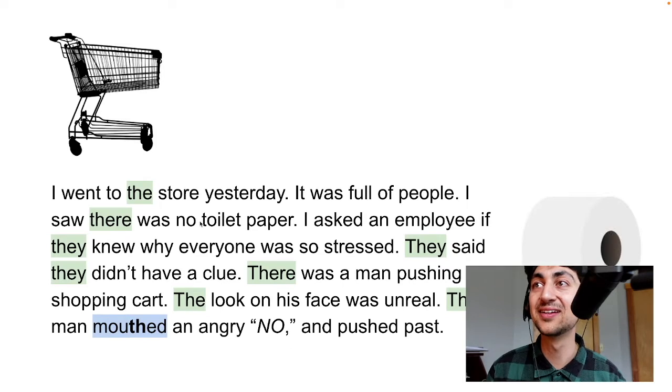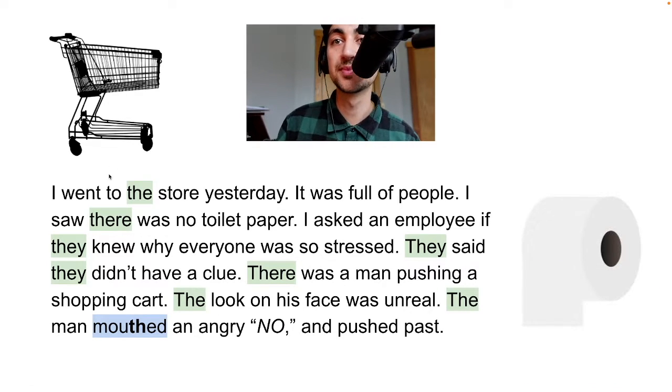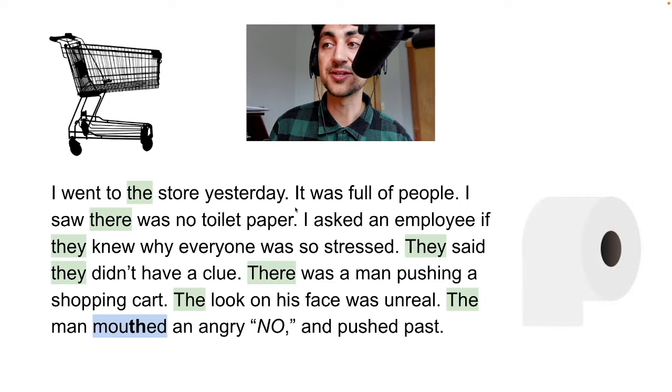Let's look at this example here. I went to the store yesterday. It was full of people. I saw there was no toilet paper. I asked an employee if they knew why everyone was so stressed. They said they didn't have a clue. There was a man pushing a shopping cart. The look on his face was unreal. The man mouthed an angry word and pushed past. We learned that word, right? We don't even know that word, but we learned it. We mouthed it. Nice. All right.